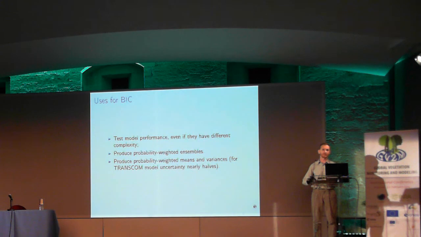That relationship between the cost function and the information criterion won't work when the models have different complexity. You can produce a probability-weighted ensemble. I actually tried to plot one here, but I couldn't reproduce that fancy box and whisker graph, so I couldn't do it.